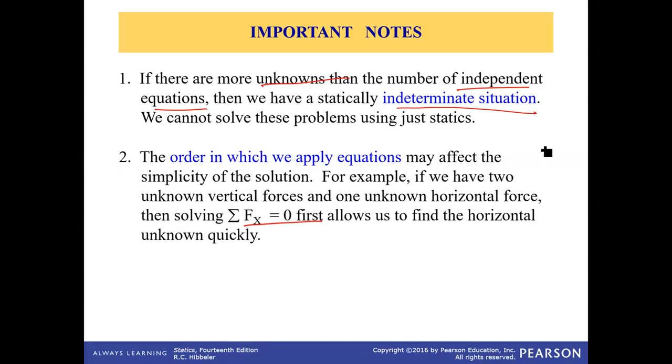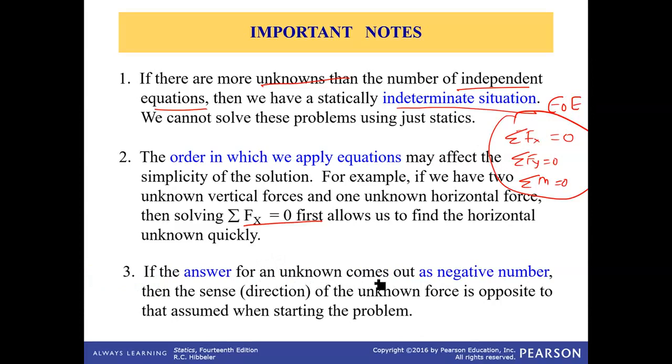We are not restricted to use these equations in that order. We can use them in any order. Sum of the forces in x equals 0, sum of the forces in y equals 0, and sum of moments equal to 0. Those are our 3 equations of equilibrium. EOE, that's our acronym. You can use them in any order. It doesn't have to be 1, 2, 3.